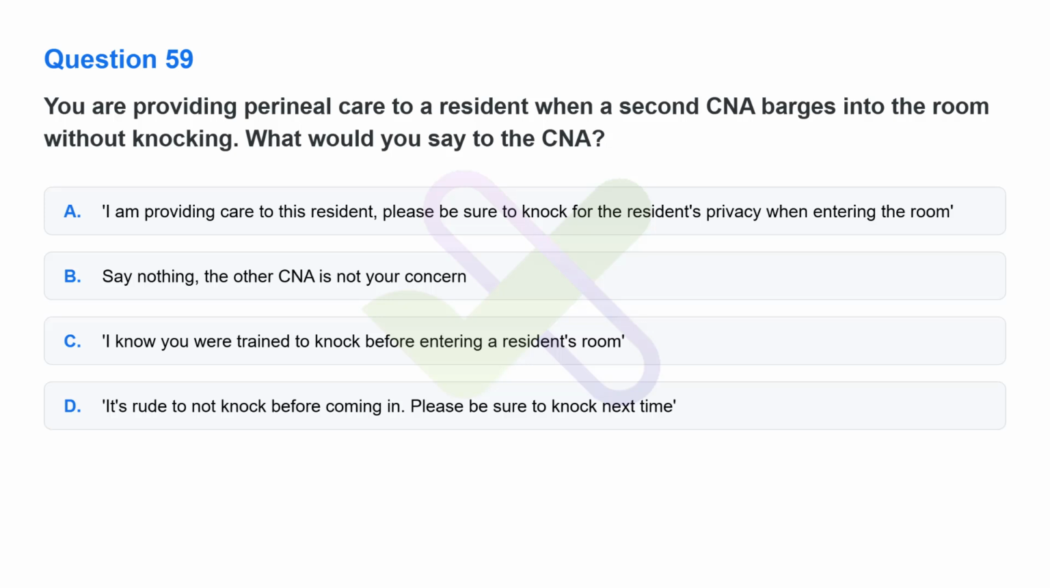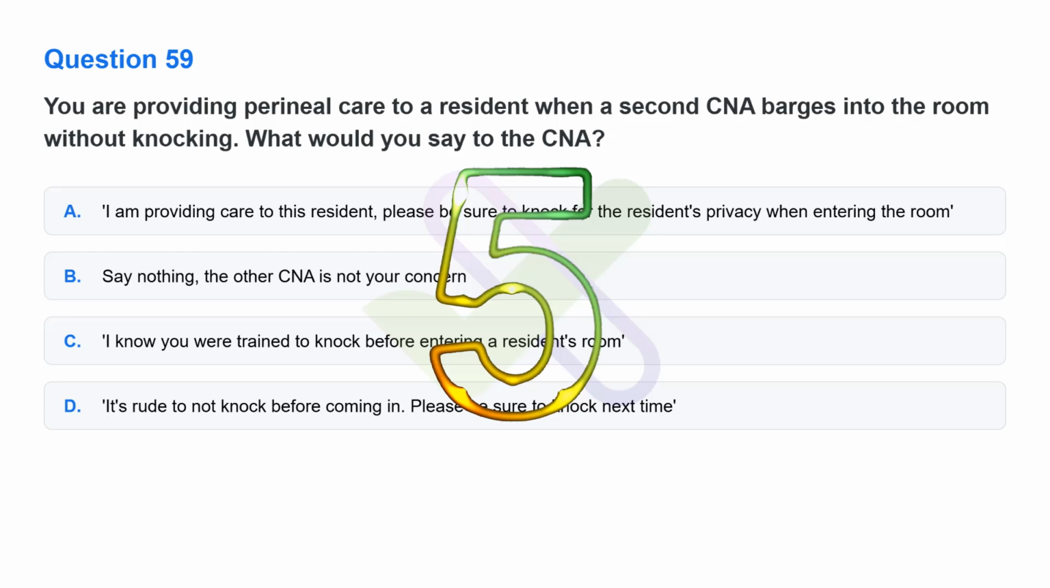You are providing perineal care to a resident when a second CNA barges into the room without knocking. What would you say to the CNA? A, I am providing care to this resident. Please be sure to knock for the resident's privacy when entering the room. B, say nothing, the other CNA is not your concern. C, I know you were trained to knock before entering a resident's room. D, it's rude to not knock before coming in. Please be sure to knock next time.